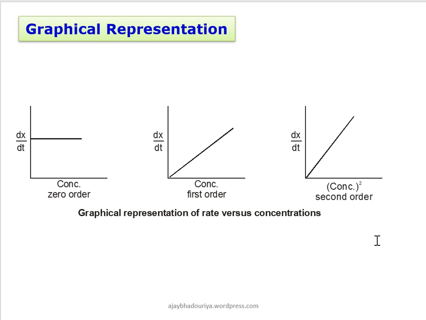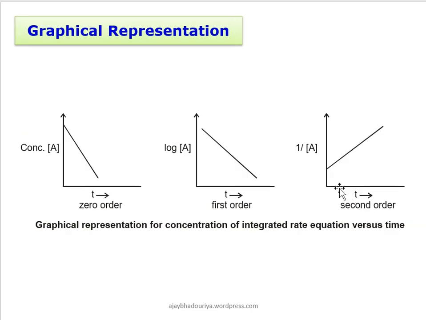These are the graphs. It is for the zero order reaction, dx by dt and concentration. For the first order reaction, dx by dt and concentration. In this case, the rate of reaction is directly proportional to the concentration of the 1 mole of the reactant. While in the case of the second order reaction, the rate of reaction depends upon the 2 moles of the reactants. So that is the concentration square, and so it is the second order reaction.